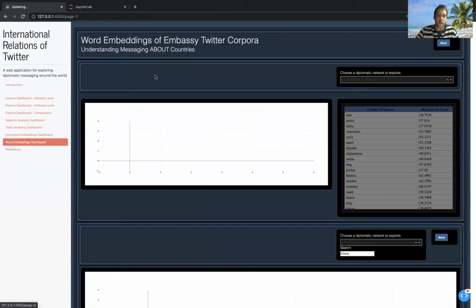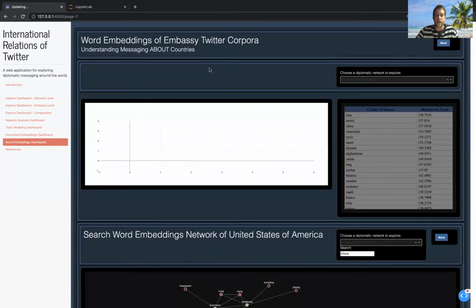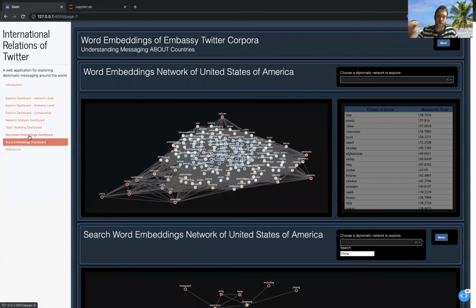And then lastly, we have our word embeddings dashboard. So previously the document embeddings dashboard, that's looking at the difference of messaging within countries, but we're using word embeddings to look at the differencing of messaging about countries.